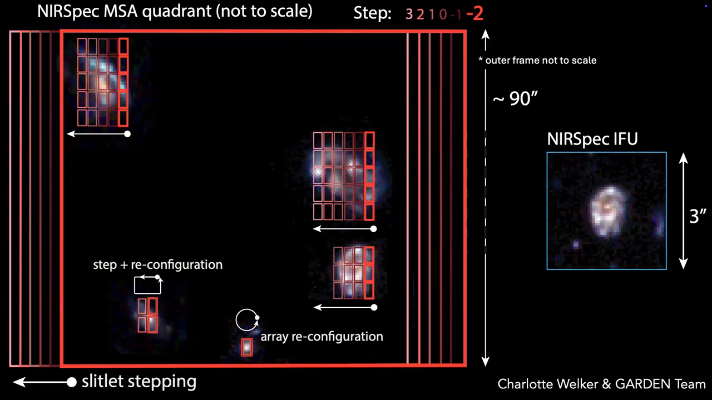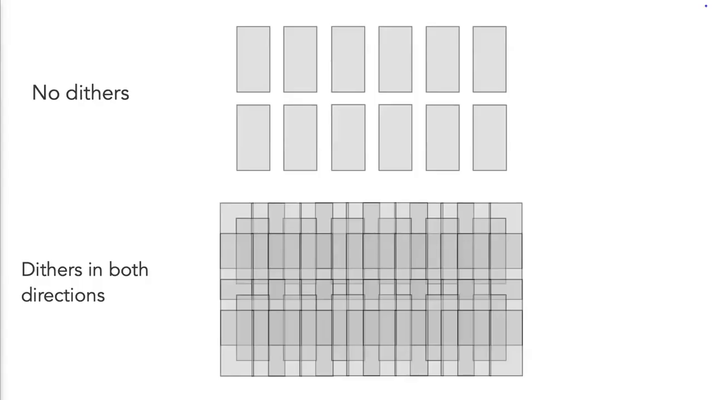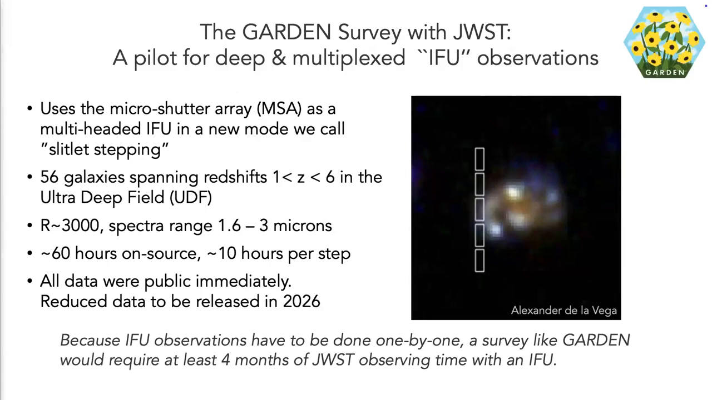And you can fit that many more galaxies in. And then for the observers, we do a dither pattern through it to cover the gaps. I'm not going to go into too much detail on the observations. We did this for 56 galaxies. We used an R of 3000; the higher the resolution, the fewer galaxies you can fit.